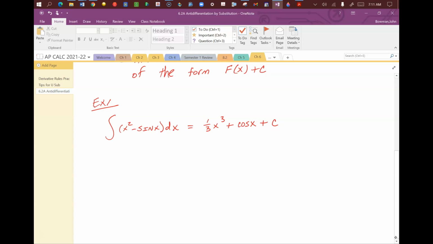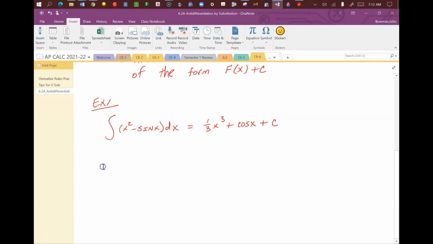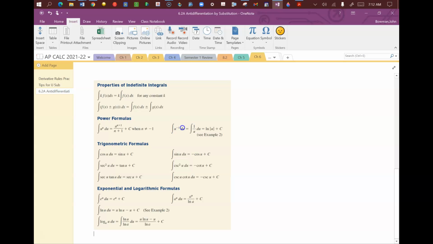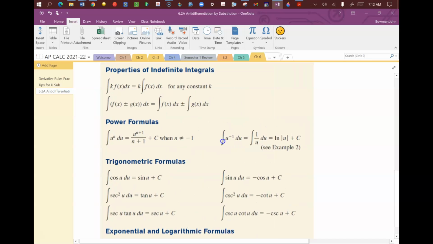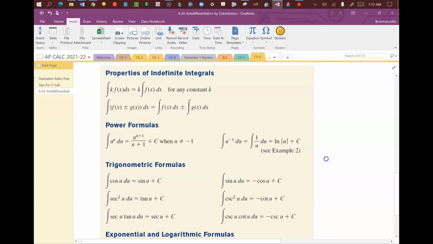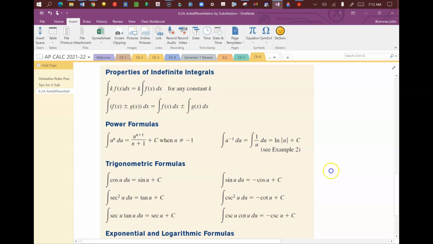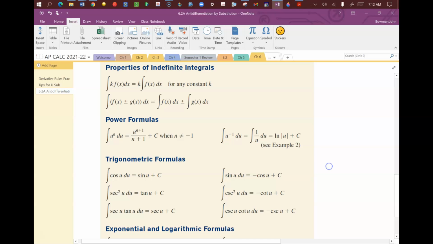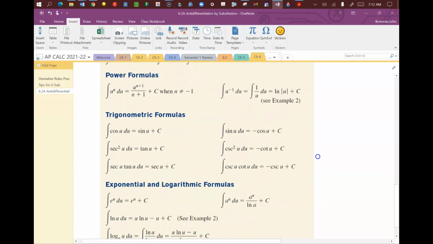For properties of indefinite integrals, take a look at your textbook on page 349 and you will find this table of properties of indefinite integrals. And it's going to be very, very similar to the properties of definite integrals that we talked about in chapter 5.